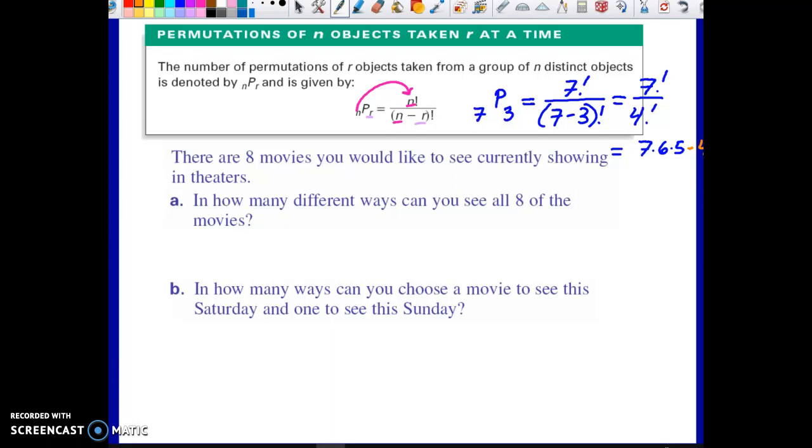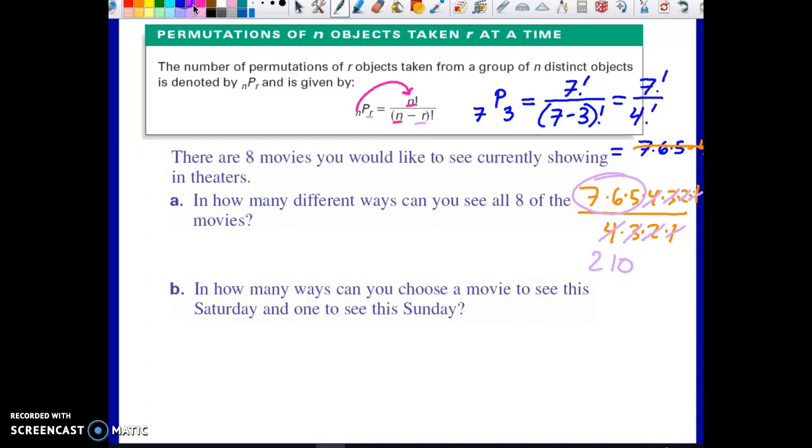Oops, I'm running off the screen now. Let's do that down here. 7 times 6 times 5 times 4 times 3 times 2 times 1. That's 7 factorial divided by 4 factorial, which is 4 times 3 times 2 times 1. Now, because I'm dividing, I can eliminate by dividing these common factors. It's like simplifying fractions and just dividing these out. And look at what I got. 7 times 6 times 5, that was the 210 I had from before.